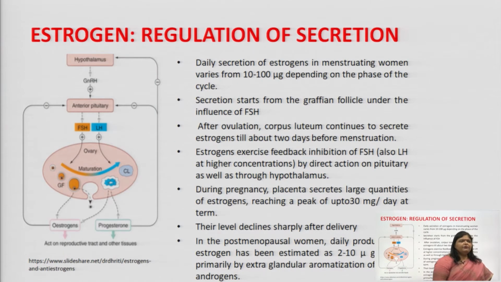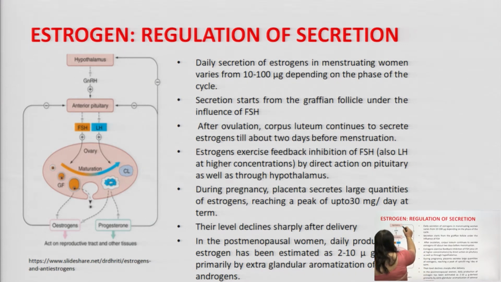Now we will talk about how these estrogens are secreted. Since this is a female sex hormone, it depends upon the menstrual cycle. So at different phases of the menstrual cycle, different amounts of estrogen are increased or decreased. So we will talk about how these are released.